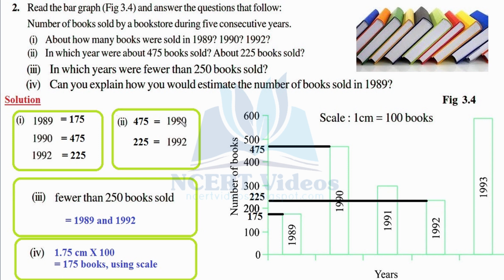So about how many books were sold in 1989? So 1989, if you draw a line, it points to 175, or you can say 3/4 of this centimeter. So you can conclude that books sold were 175. Now 1990 is here, and if you draw a line, it is again 3/4 of this scale. So it is 400 plus 75, so 475.